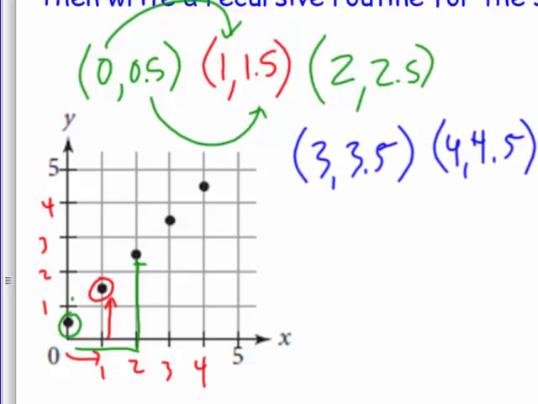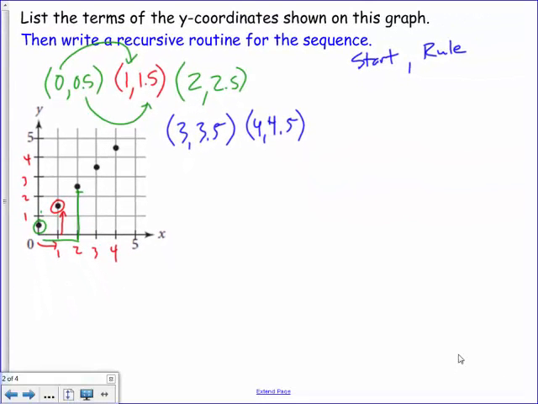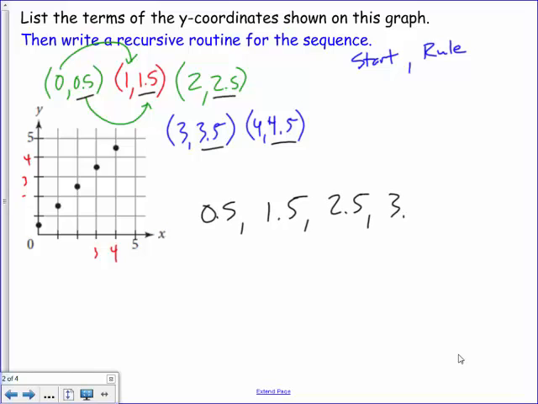I just wrote them all out. You don't have to do that. But it says list the terms of the y-coordinates shown on this graph. So all I wanted to do was take a look at the y-coordinates. That would be all these guys: 0.5, 1.5, 2.5, 3.5, 4.5. So I'm going to write all those: 0.5, 1.5, 2.5, and so on and so forth. Those are my y-coordinates right there.